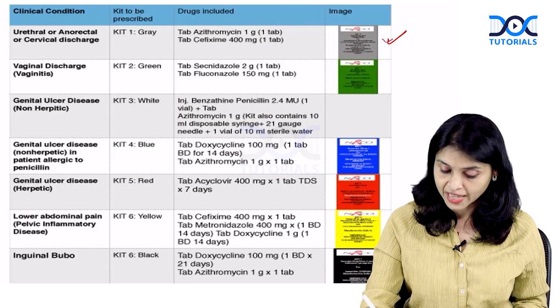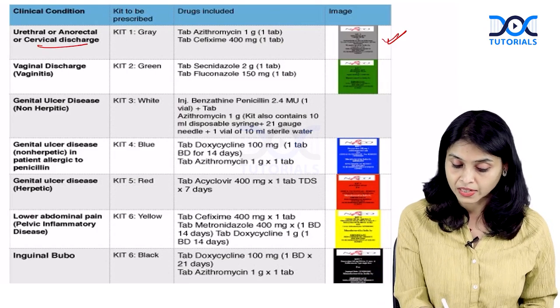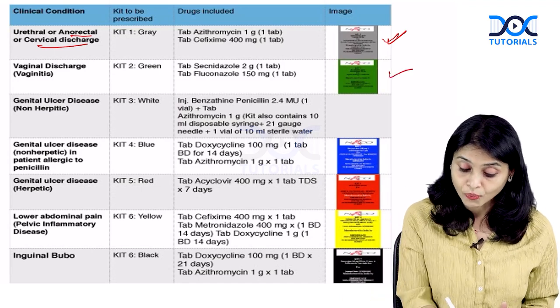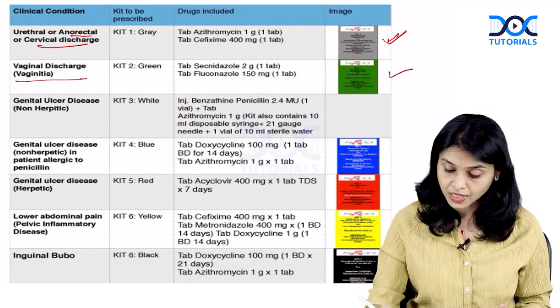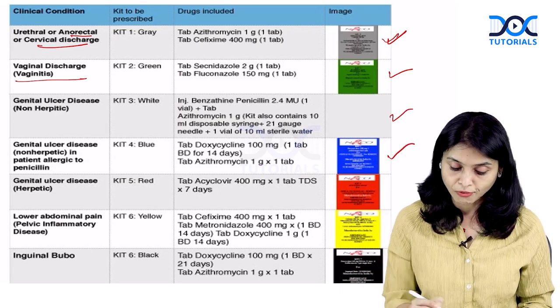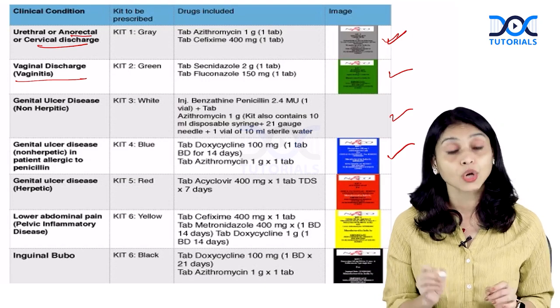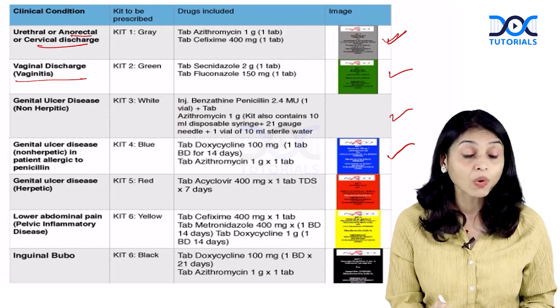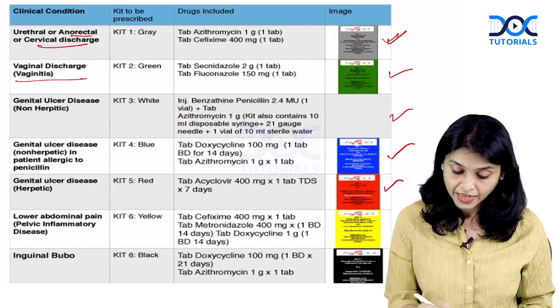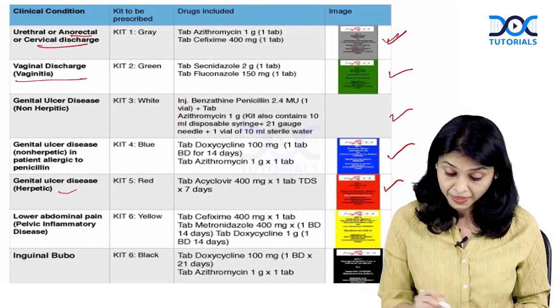So you have grey kit, which is for cervical discharge and urethral or anorectal discharge. Then you have green for vaginitis or vaginal discharge. Then you have white, genital ulcer. Then you have blue, genital ulcer, non-herpetic, to those patients who are allergic to penicillin. Then red for genital ulcer, herpetic.